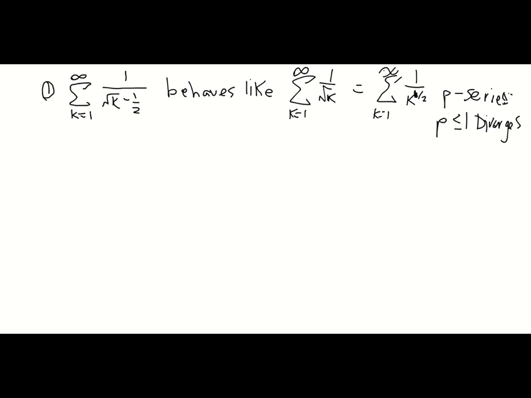So your next step in your comparison series is to state which one is smaller than the other. So we're going to state for this one, the sum from k equals 1 to infinity of 1 over the square root of k is less than or equal to the sum from k equals 1 to infinity of 1 over the square root of k minus 1/2.